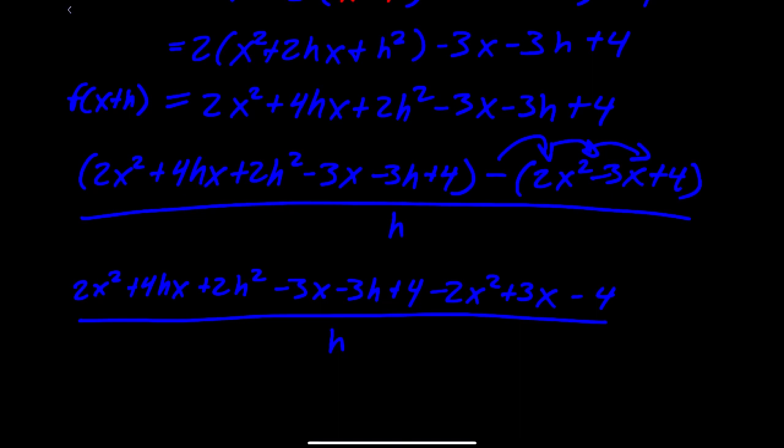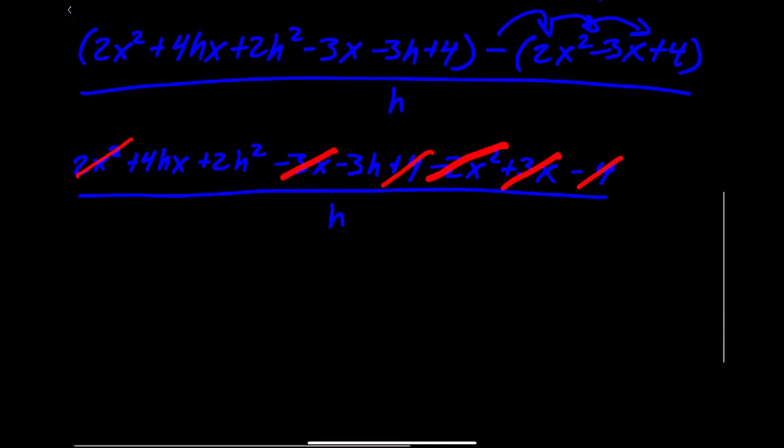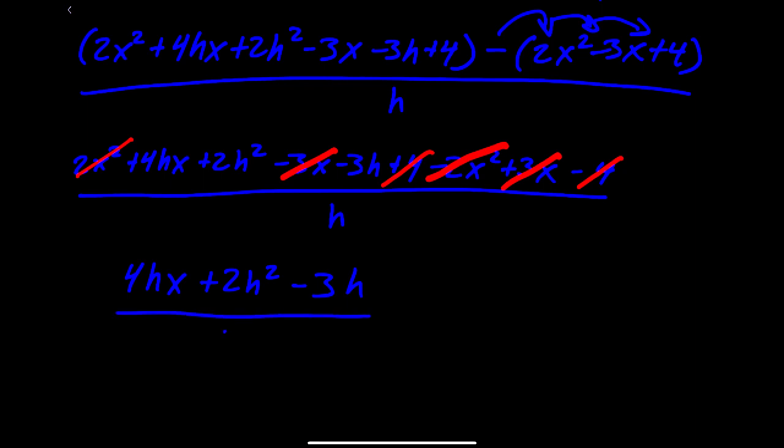So this is where the satisfying part comes in from the difference quotient, because now whatever terms we have that are like terms will typically cancel each other out. So 2x squared cancels out with negative 2x squared. Negative 3x cancels out with positive 3x. And positive 4 cancels out with negative 4. So now let's write out what we are left with. So that's going to be 4hx plus 2h squared minus 3h all over h.